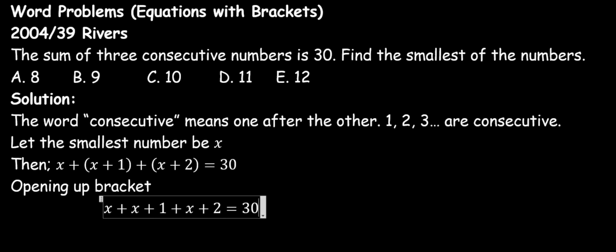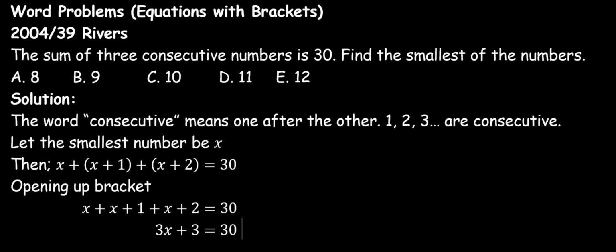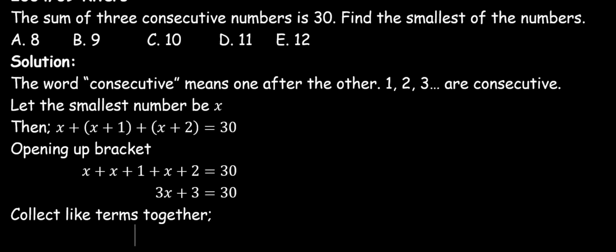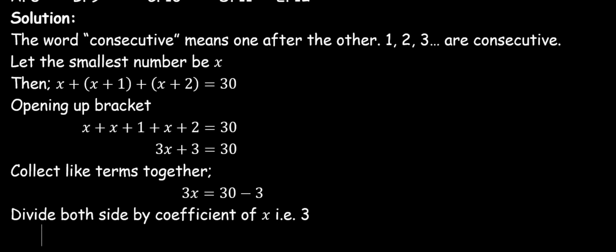Opening up our bracket freely, since they are all positive, we now have x plus 1 plus x plus 2 equals 30. And our result will be 3x plus 3 equals 30. Next, we collect like terms together. 3x will be equal to 30 minus 3. Then we divide both sides by the coefficient of x. We now have 3x divided by 3 will be equal to 27 divided by 3. And x will be equal to 9.